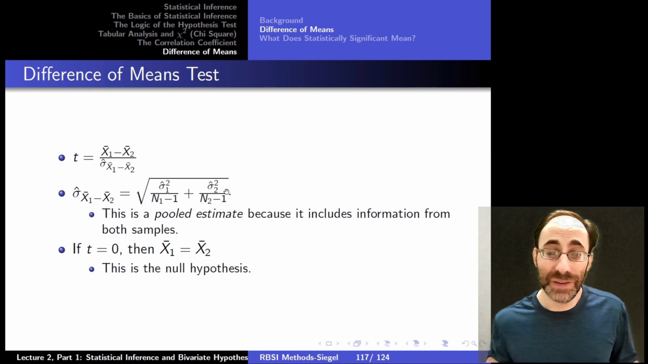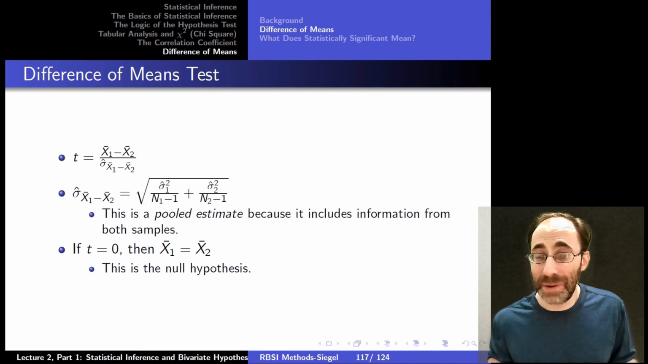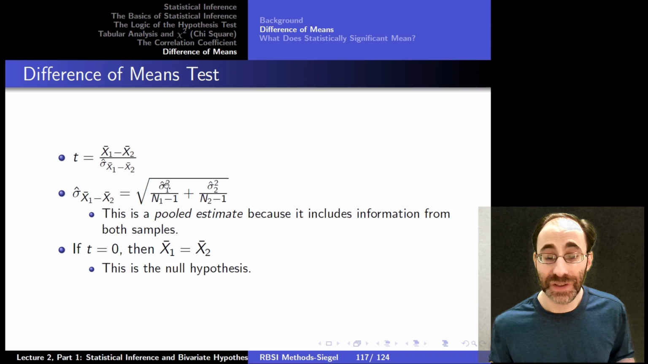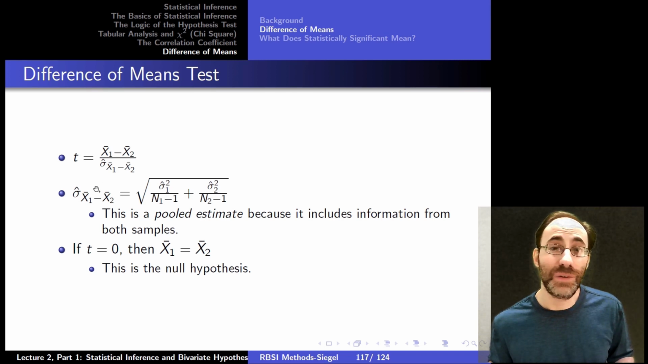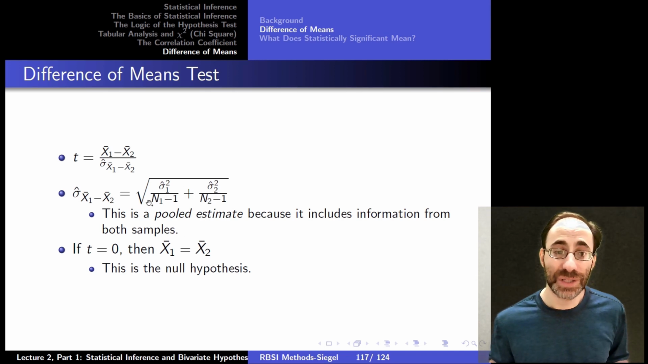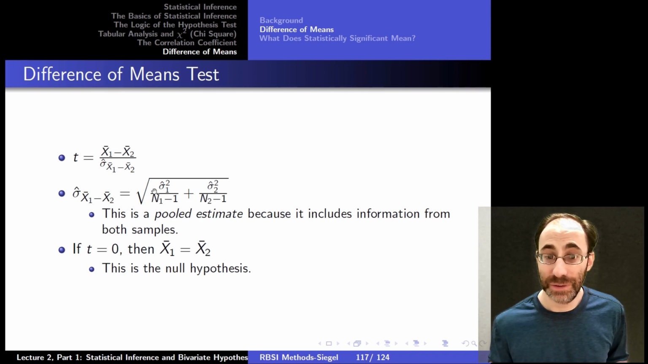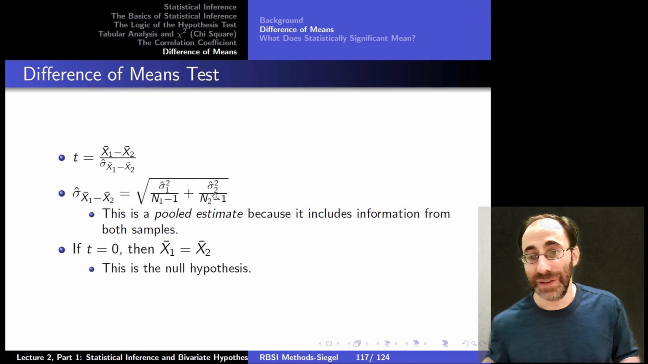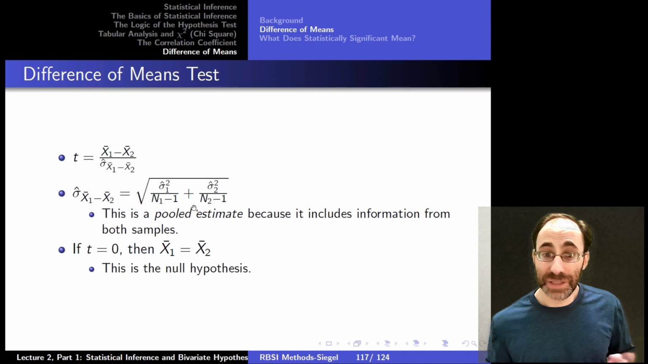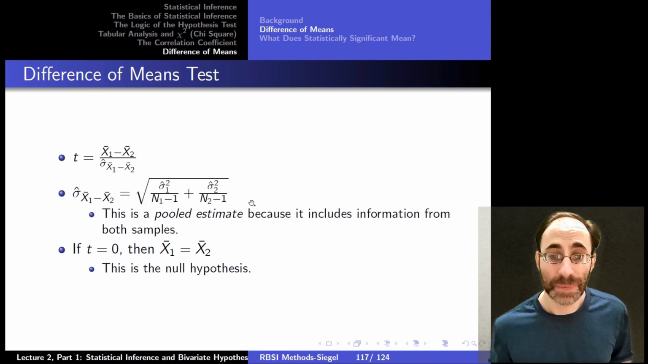So basically, you're taking the variances in both groups, adding them, but you're adding them weighted by the size of the group. So bigger sized groups will end up having less of a contribution to the overall pooled error than smaller sized groups will. Because the bigger the group is, the smaller the term will be corresponding to that group. And this is a pooled estimate of error because it includes information on error from both samples.